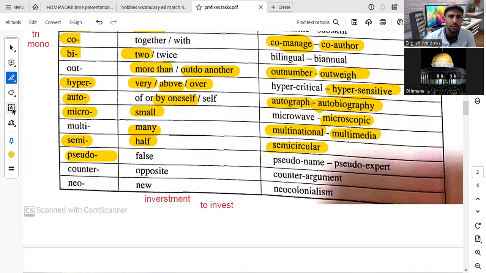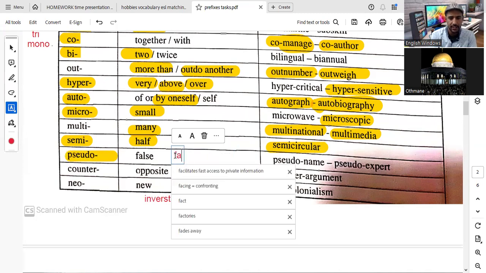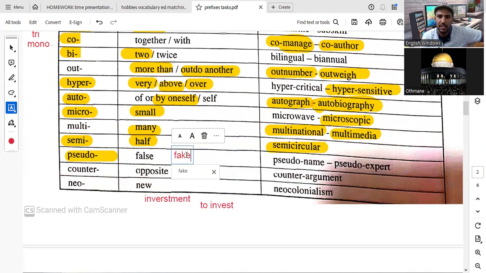Pseudo. When you say pseudo, that means false. It means false, or fake. Sometimes when you want to sign up to create an account on a certain website, they may ask you to give a pseudonym. Pseudonym means just a fake name, just like a nickname. It's not a real name, right?